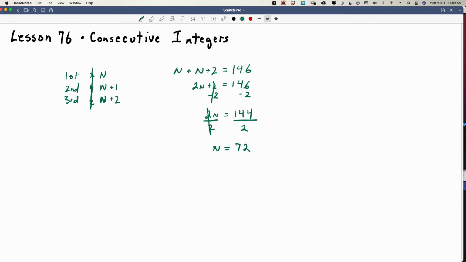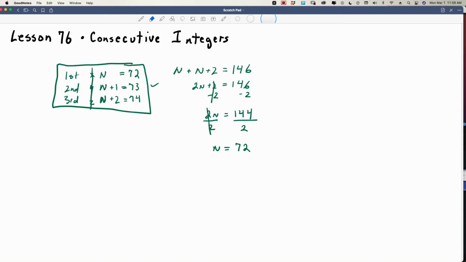So I know now that n is 72, which means that my second consecutive integer is going to be 73, because 72 plus 1 is 73. And this is going to be 74, because 72 plus 2 is 74. So those are my 3 consecutive integers such that the first and the third equals 146. And if you want, you can go back and plug those numbers in and add them together and check your work. That's entirely possible, but that is correct.